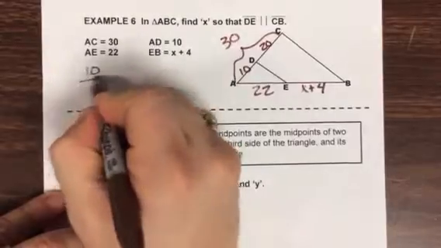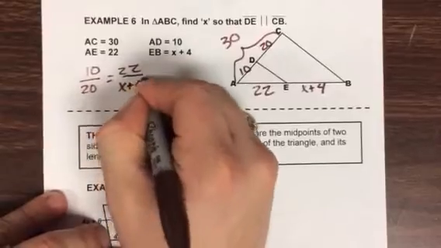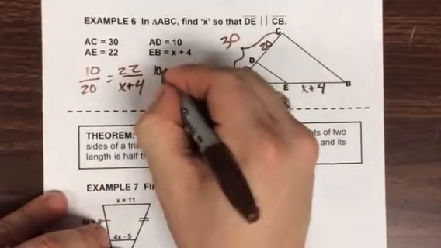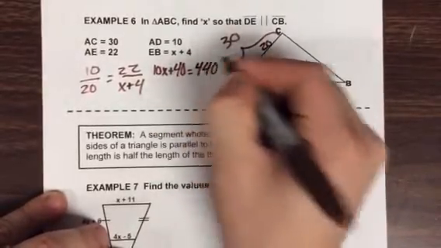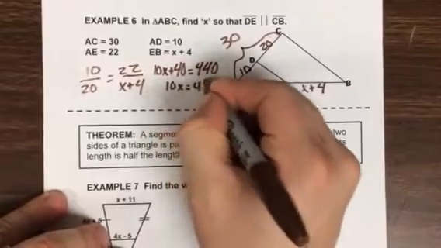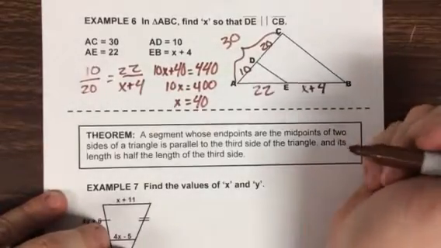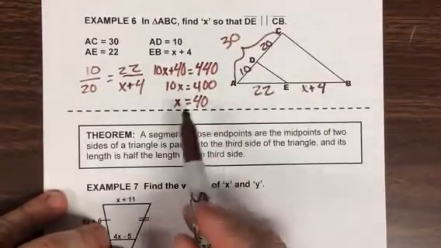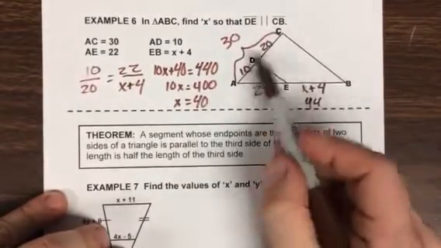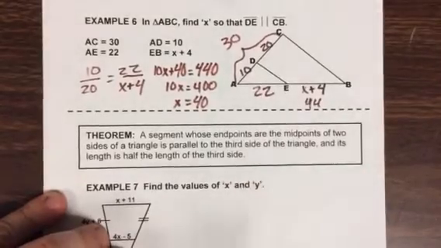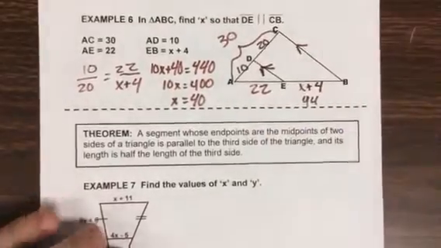So I'd say 10 over 20 equals 22 over x plus 4. Or 10x plus 40 equals 440. Or 10x equals 400. X must be 40. So 40 would be the number I plug in here to make that side 44 total, which would make sense. 1 part to 2 parts, 1 part to 2 parts. Those sides are now proportional so that DE is parallel to CB.